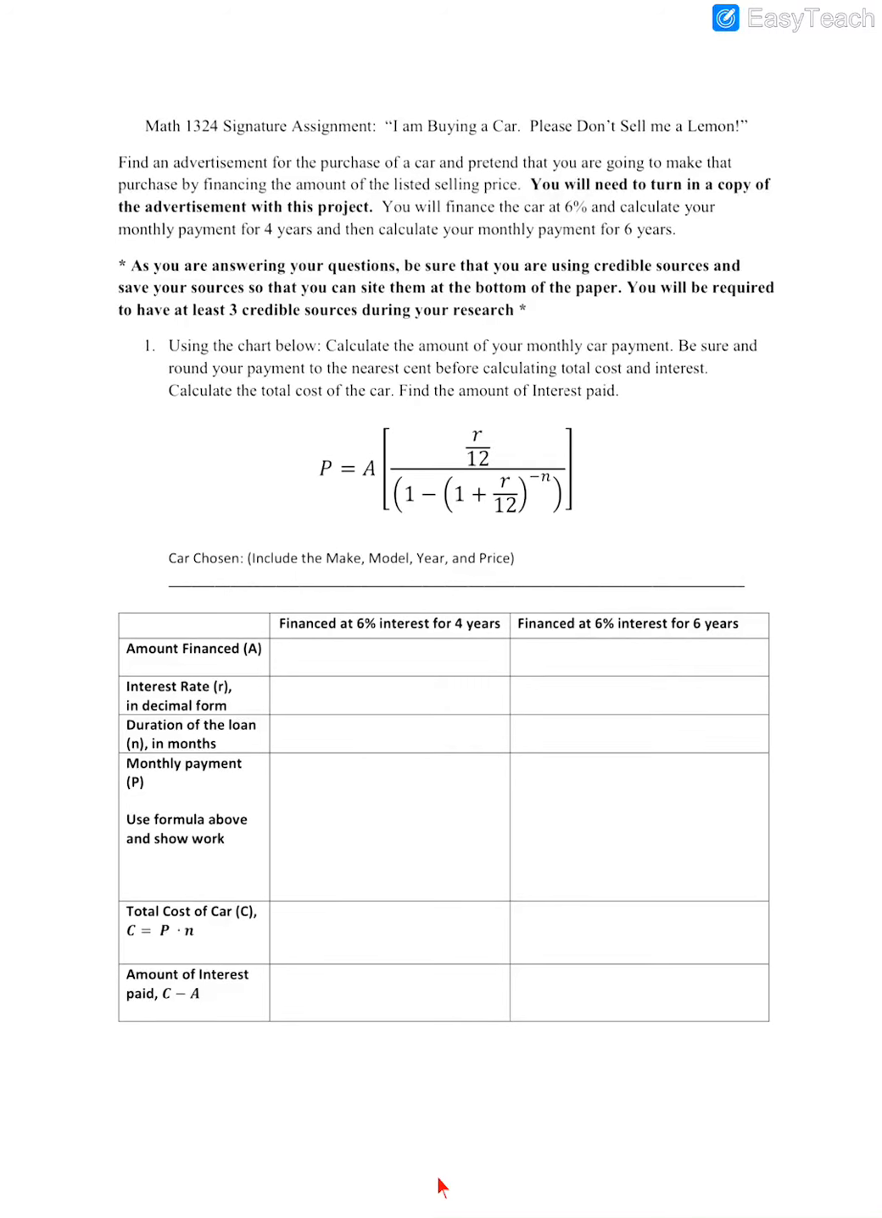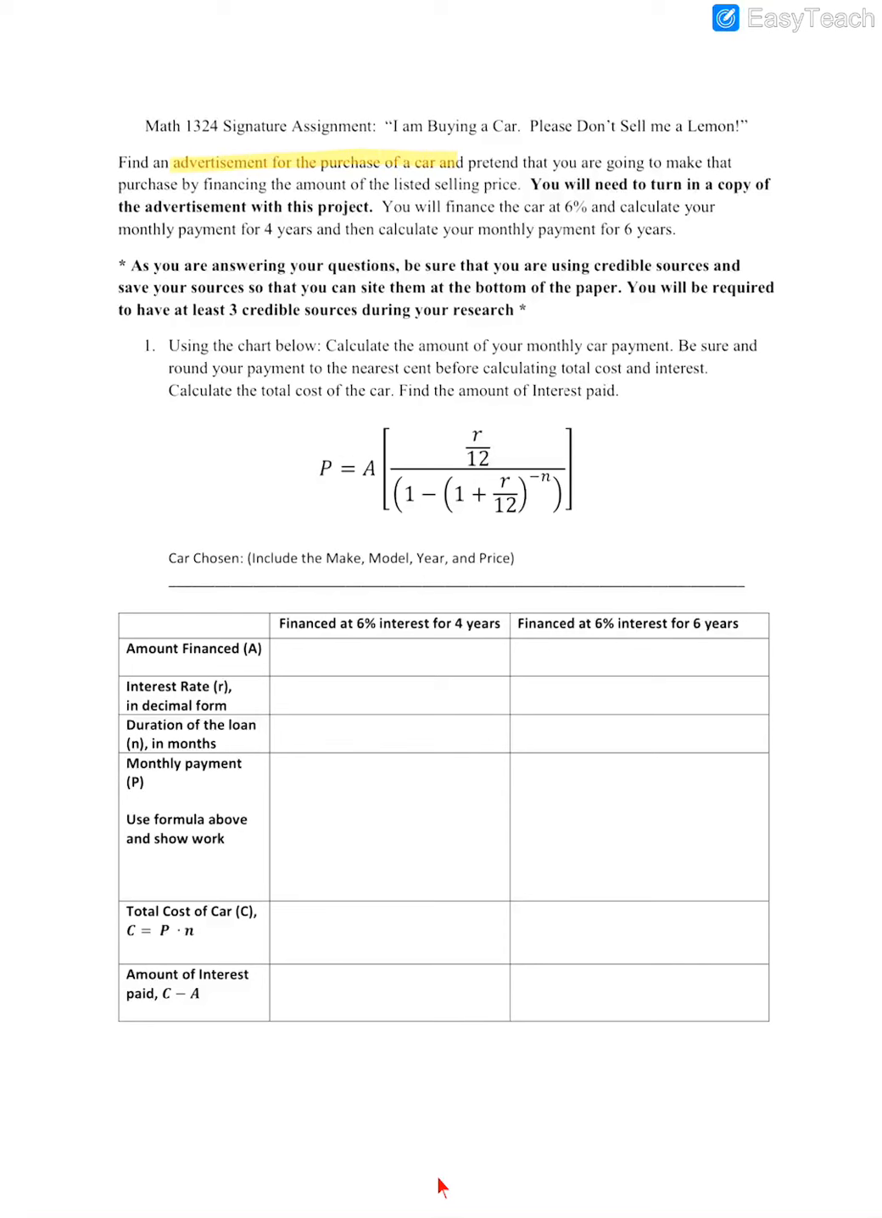The title of the signature assignment for Math 1324 is "I am buying a car. Please don't sell me a lemon." So the first thing that we're going to ask you to do is to go out and find some type of advertisement to purchase a car.